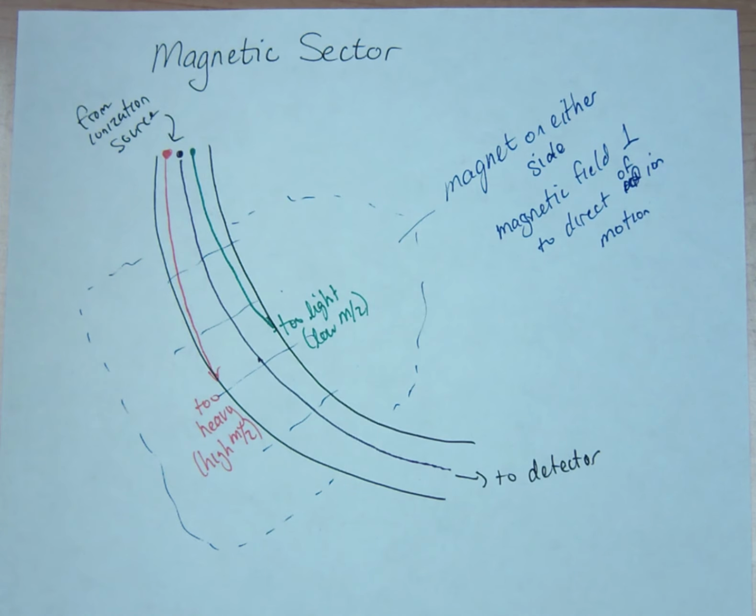All right, so this is the introduction to the magnetic sector, and I want you to keep this idea in mind of having a stable pathway as you head into looking at the quadrupole, which also uses this idea of only just the right mass to charge ratio having a stable pathway to reach the detector.